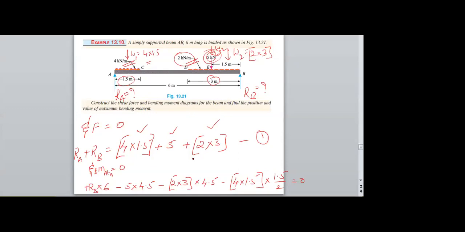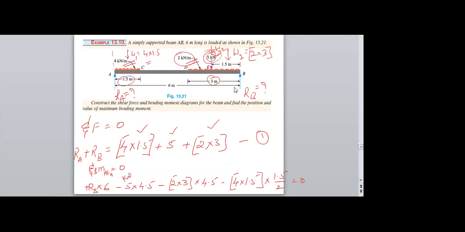And next, considering the bending moments at A. So RB into the distance is 6. Next, the point load is a 5 kilonewtons, and its distance from A is 4.5.